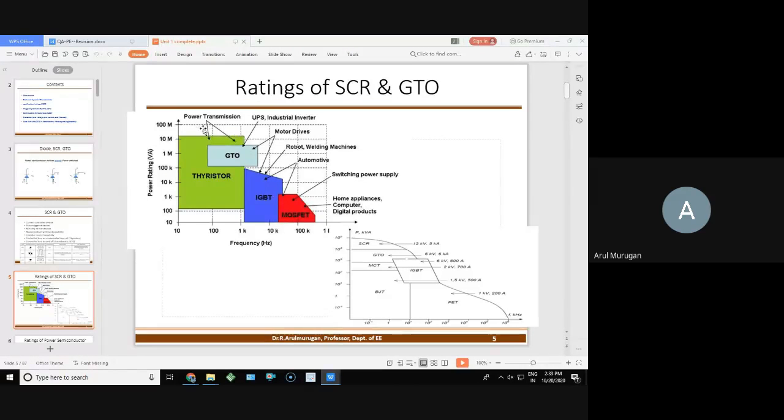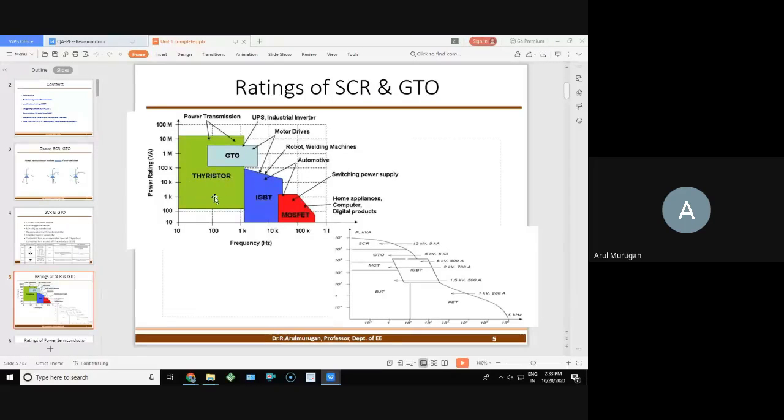Okay. So what is the purpose of this device? Turn on and turn off. That is the major purpose. There are two purposes. Then what is the difference between one device and another device? That is important. That is where the power semiconductor device plays a major role.